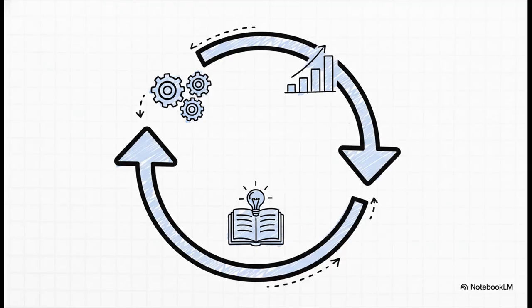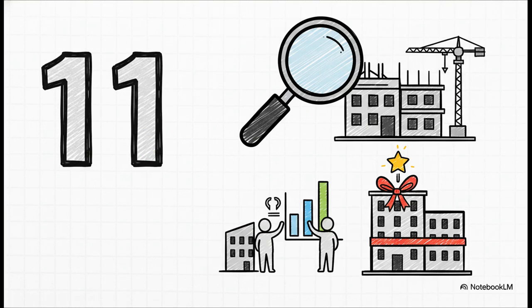The key thing to get here is that evaluation isn't just a report card you stick in a drawer. It's a continuous feedback loop. It's the engine that drives improvement, the thing that makes sure the program stays relevant and effective for years to come. And that brings us to our final step, number 11, evaluation.